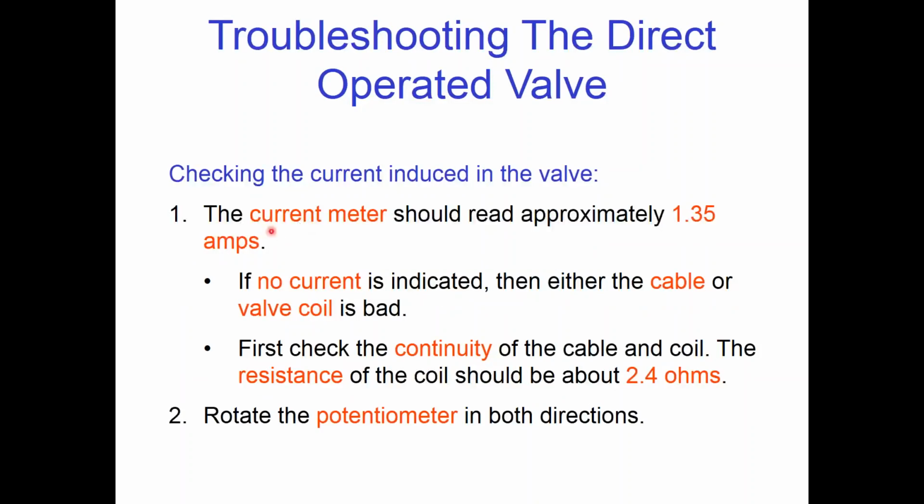All right, and you should see on your current meter about 1.35 amps. That's going to be the current that would be generated in the coil to shift from the fail-safe position into the center position. If you don't have any current, then probably either your cable or your valve coil is bad. Check the continuity of the cable and the continuity of the coil. You should have an impedance or resistance on your coil of about 2.4 ohms on a Bosch valve. Turn your potentiometer in both directions.